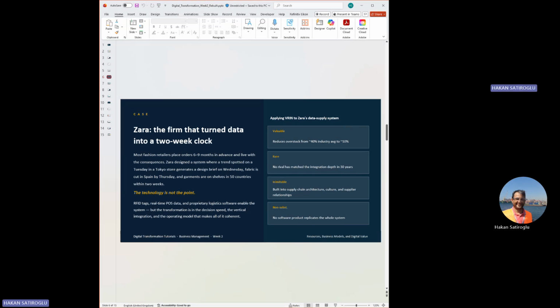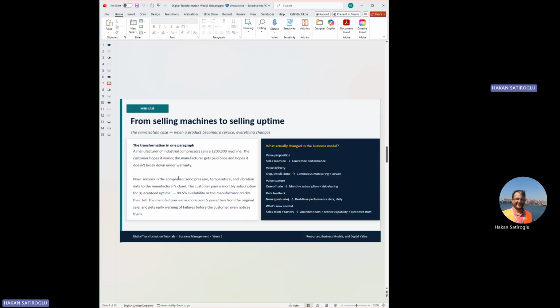The VRIN box on the right explains why this becomes a strategic advantage rather than just a digital upgrade. So yes, you can read them. Next, I would like to move to the next slide.